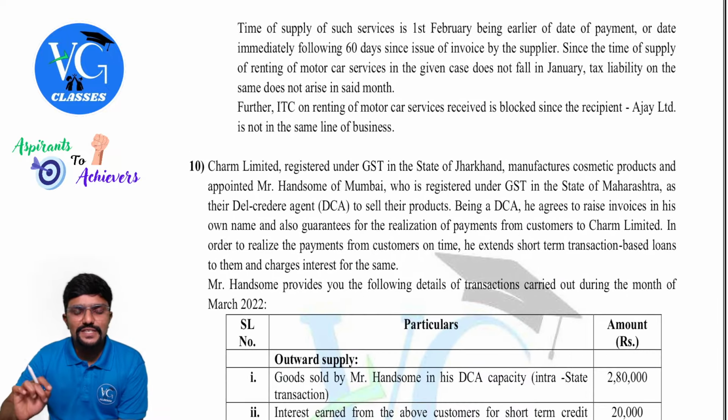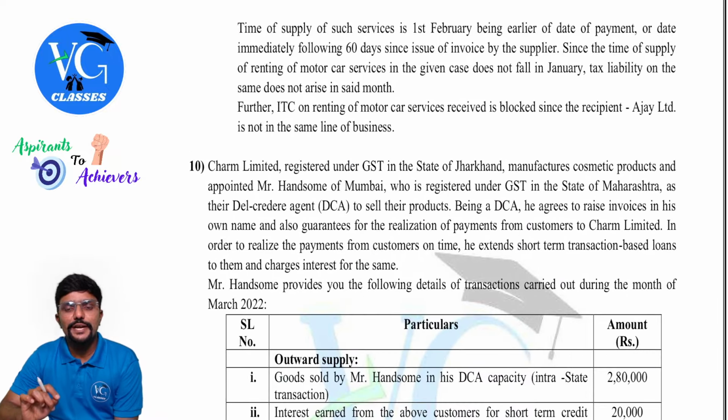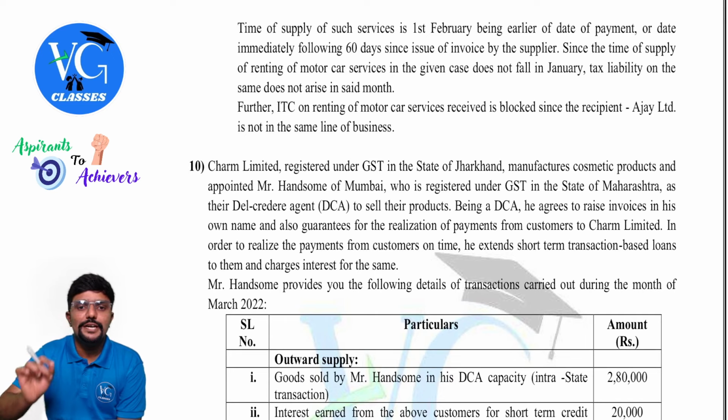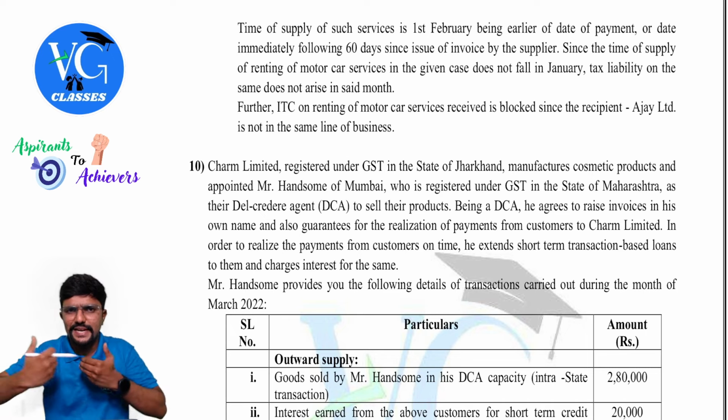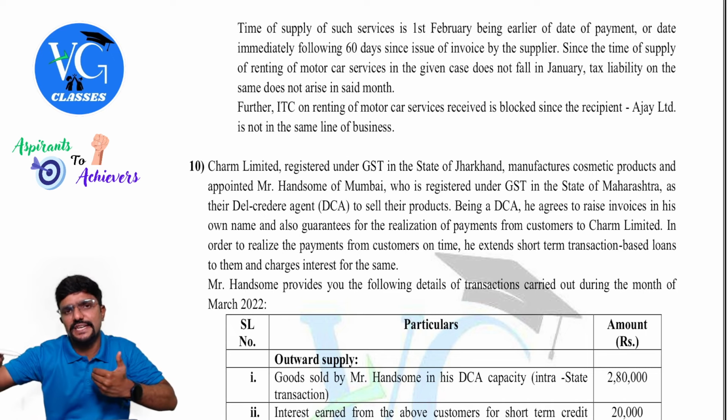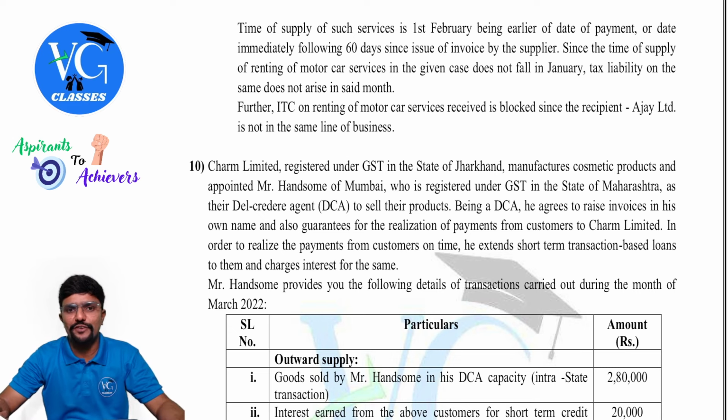Time of supply of such services is 1st February, being the earlier of the date of payment or the date immediately following 60 days from the issue of invoice by the supplier. That is, the 61st day we have to take as the date immediately following 60 days. So it is the 61st day from the date of invoice. Since the time of supply of renting of motor car services in the given case does not fall in January, because we are doing the calculation for January, tax liability on the same does not arise in the said month. So can we claim the credit?